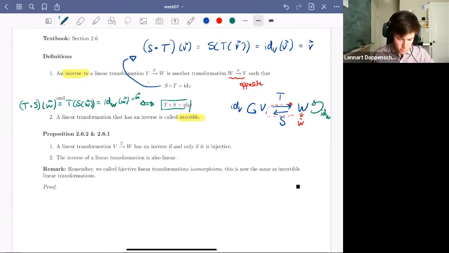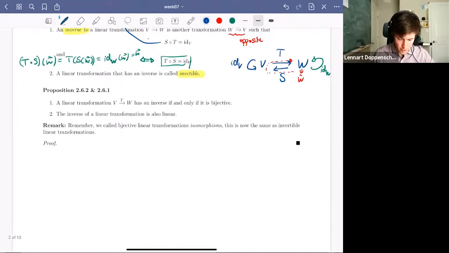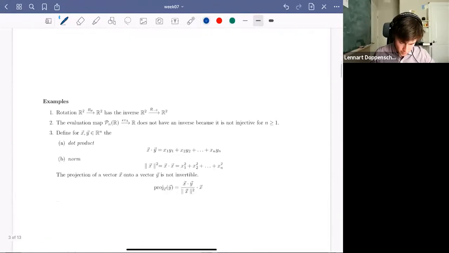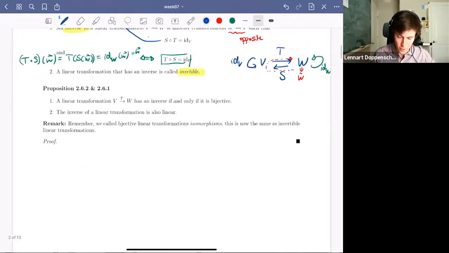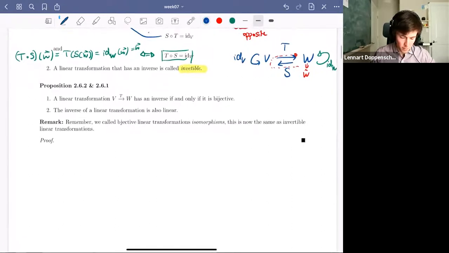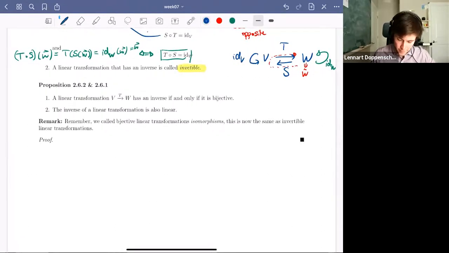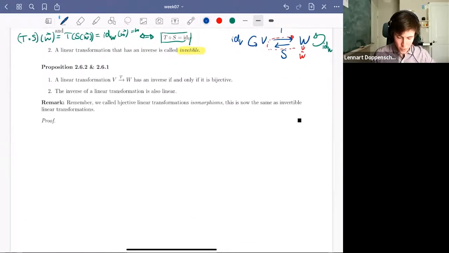Okay, so let's look at the proposition just to understand this a bit better, and then we're going to see examples very soon. I hope you stay with me. So the first one is, when does such an inverse exist? What does it mean to have an inverse?